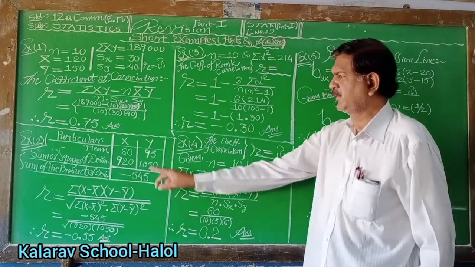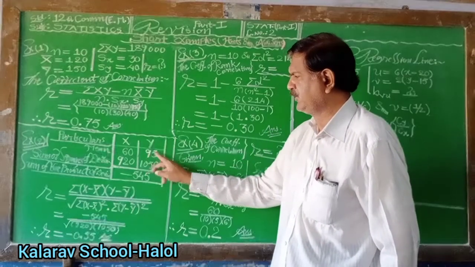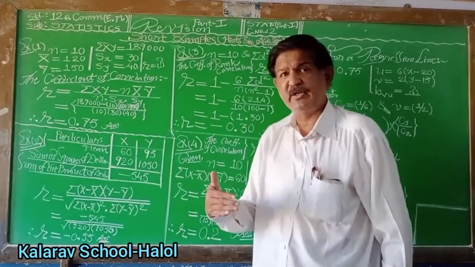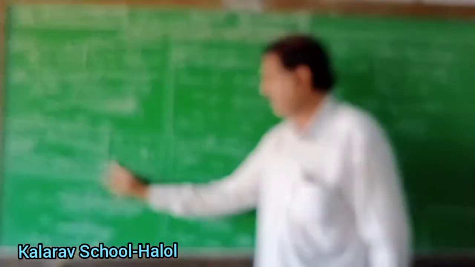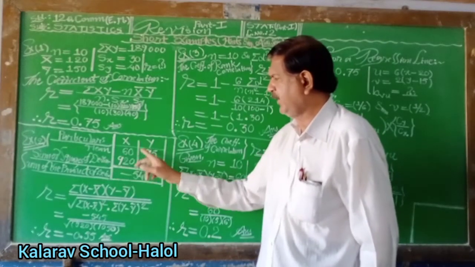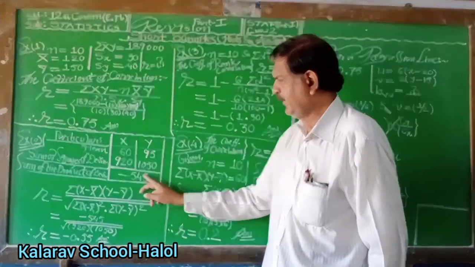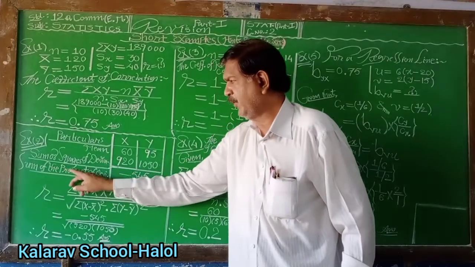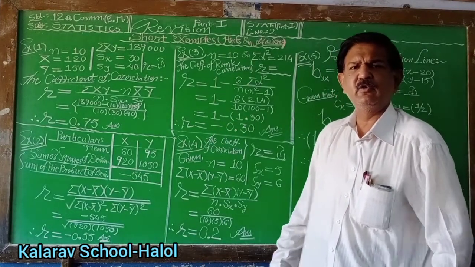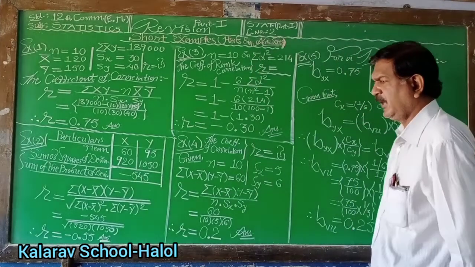Next, for the series x and y, the arithmetic means are 60 and 95 respectively, that is x bar and y bar. The sums of the squares of the deviations are 920 and 1050, that is sigma x minus x bar whole square is 920 and sigma y minus y bar whole square is 1050. The sum of the product of the deviations, sigma x minus x bar into y minus y bar, is minus 545. Calculate r.